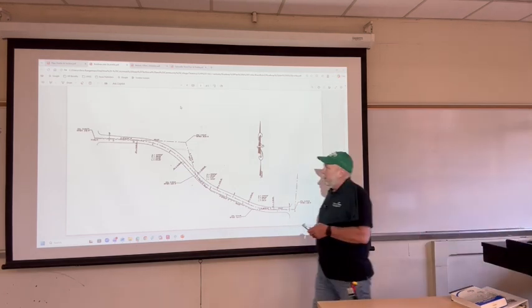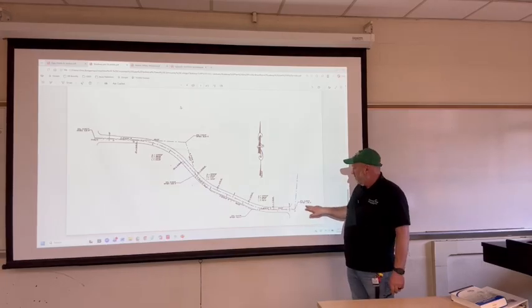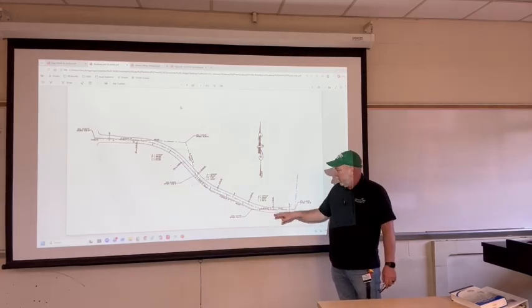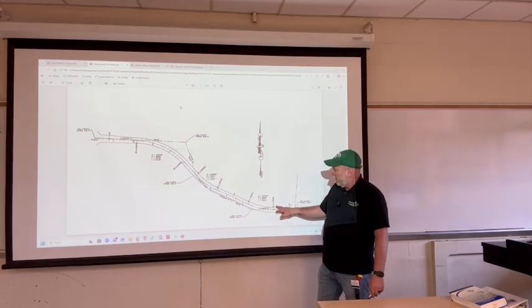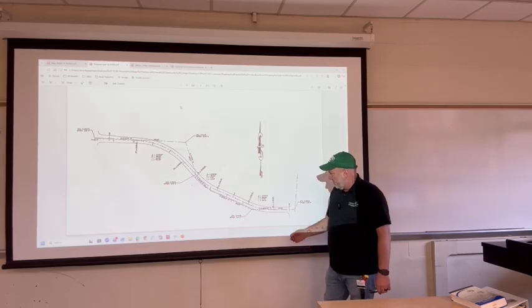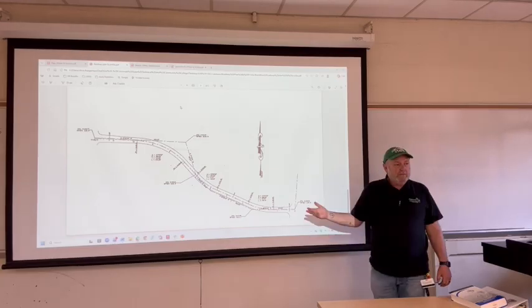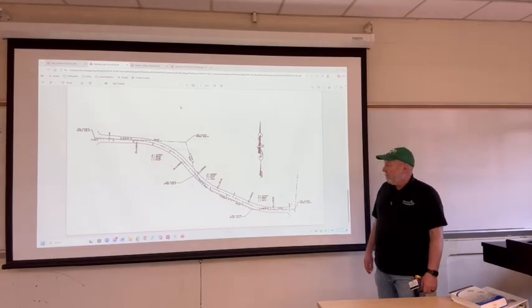So you see with your plan view here, we're starting down here at station 0, and we are increasing. We have a PC in a station, we have a PT in a station, we have curve information of our delta, radius, tangent, and arc length. If we need to calculate anything else, we have more than enough information to do so.